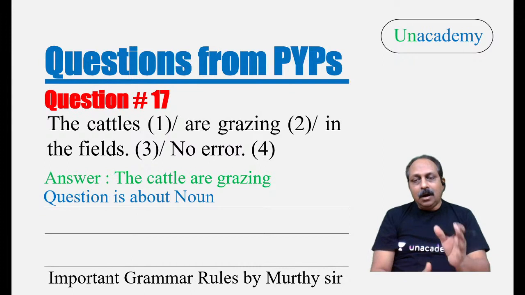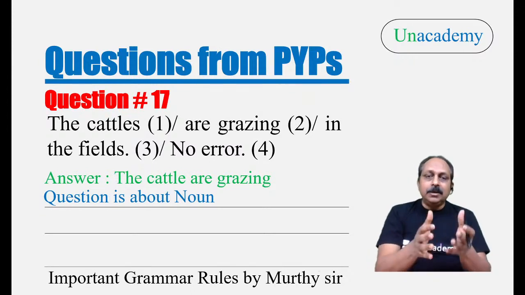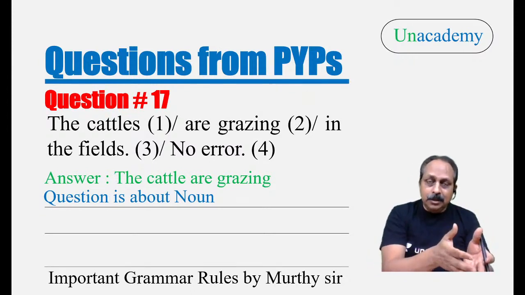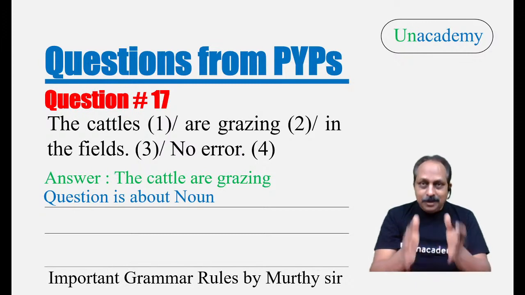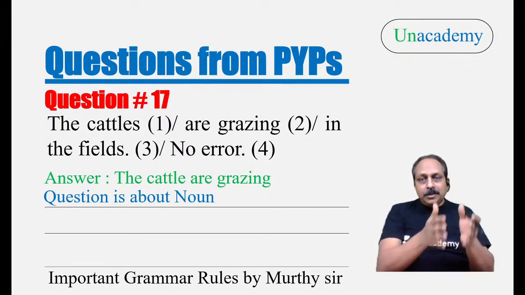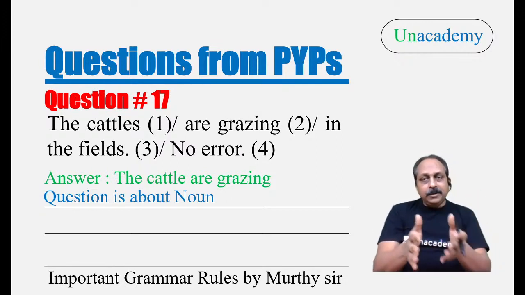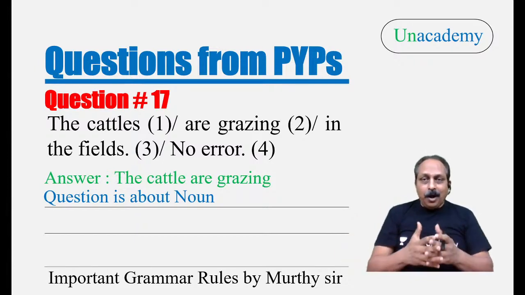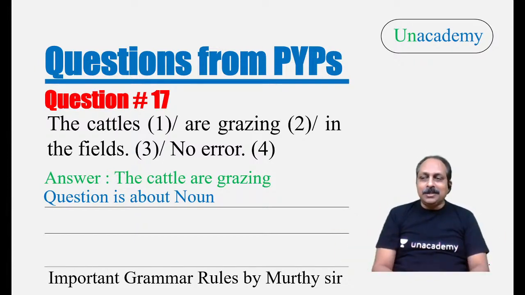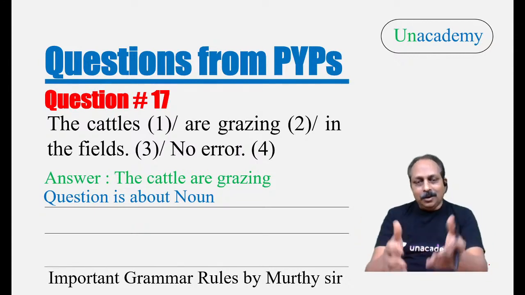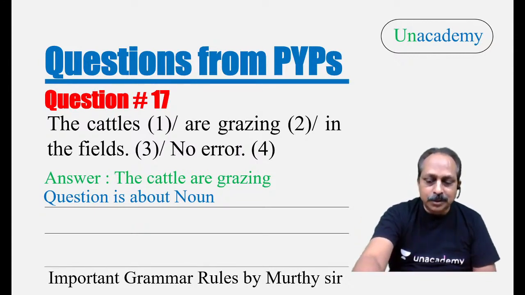The cattle are grazing. If you ask, sir, cattle looks like singular, why plural verb? That is a rule. Some nouns always have the singular form, but take a plural verb. Why? That is English, we cannot question. We have to accept, respect, and move on. Now, the question is about nouns.